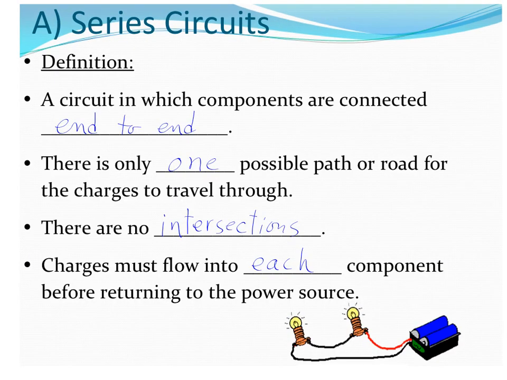I'm going to define each kind of circuit and give you an example. So a series circuit is a circuit in which components are connected end to end. There is only one possible path or road for the charges to travel through, and there are no intersections. So the charges never have a choice. There's only one road for them to follow. And the charges must flow into each component before returning to the power source.